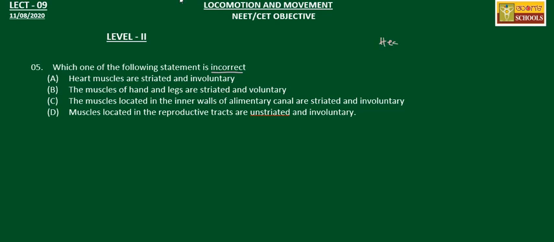So we know the heart muscles are nothing but the cardiac muscles, and these cardiac muscles show striations, so they are striated and they are involuntary, so not under the control of the central nervous system directly. So hence this statement, heart muscles are striated and involuntary, is a correct statement.